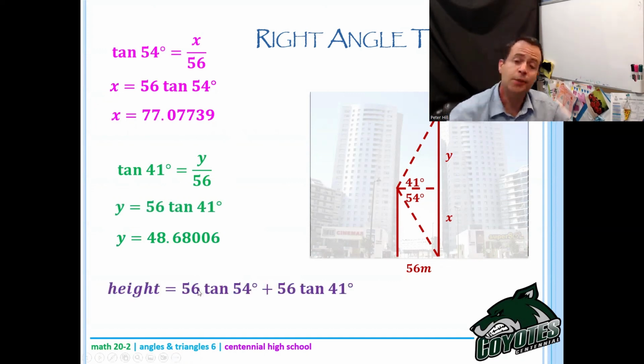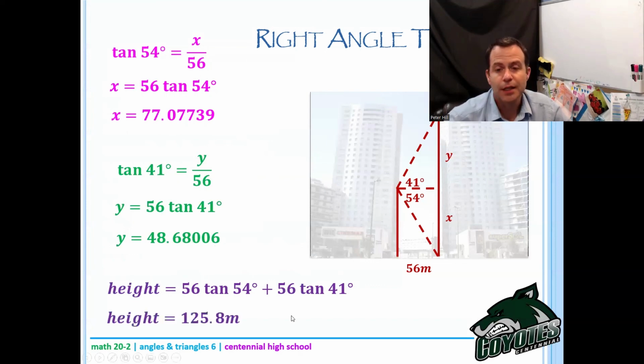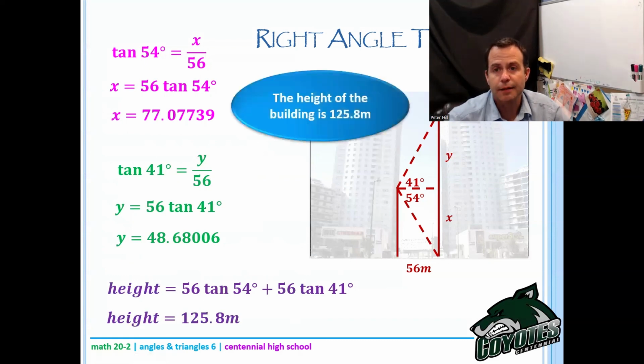Now, take a look at what I did. I actually left them as an exact value, and that's what I typed in my calculator. If that's stressful, don't worry. You can just take the 77.07739 and add the 48.68006. Either way, you should get 125.8 meters. And then we'll conclude the height of the second building is 125.8 meters when rounded to that 10th place.